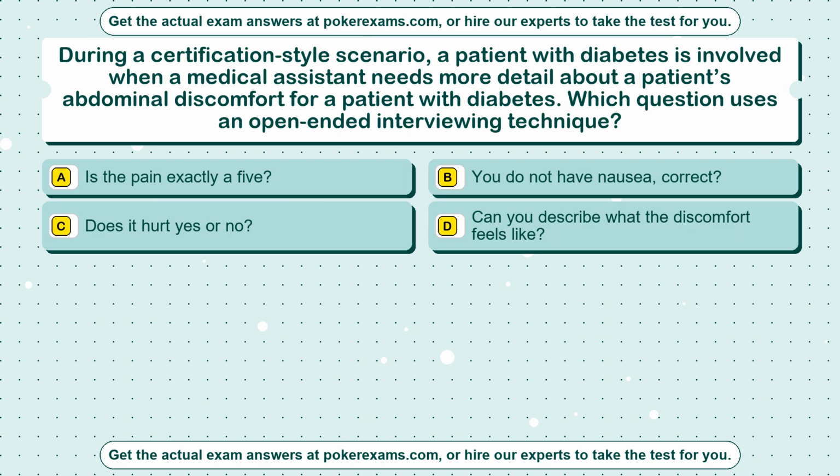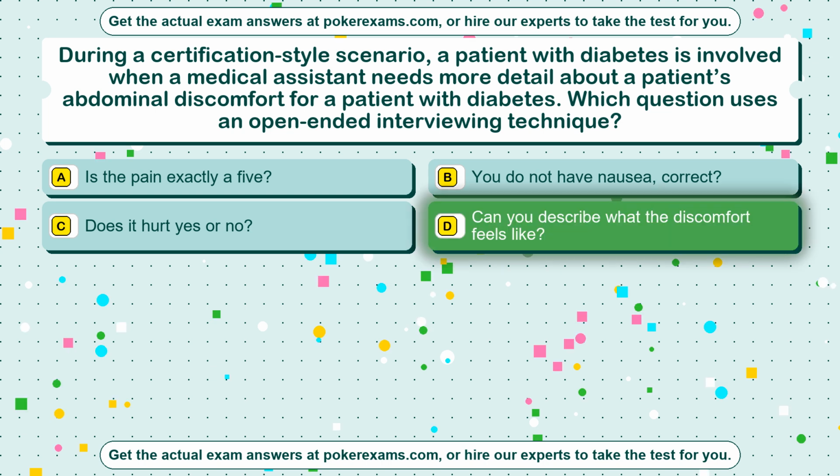Question 6. During a certification-style scenario, a patient with diabetes is involved when a medical assistant needs more detail about a patient's abdominal discomfort for a patient with diabetes. Which question uses an open-ended interviewing technique? Option A. Is the pain exactly a 5? Option B. You do not have nausea, correct? Option C. Does it hurt, yes or no? Option D. Can you describe what the discomfort feels like?